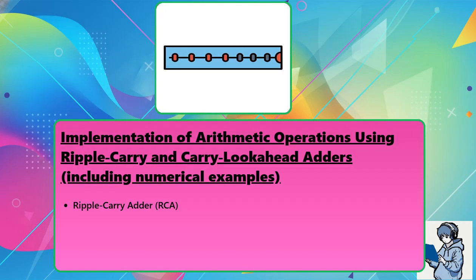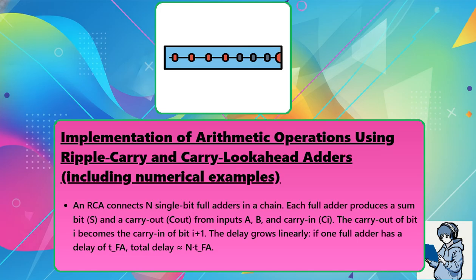Ripple carry adder, RCA. An RCA connects n single-bit full adders in a chain. Each full adder produces a sum bit S and a carry out C_out from inputs A, B, and carry in C_i. The carry out of bit i becomes the carry in of bit i plus 1. The delay grows linearly. If one full adder has a delay of T_FA, the total delay is approximately n times T_FA.